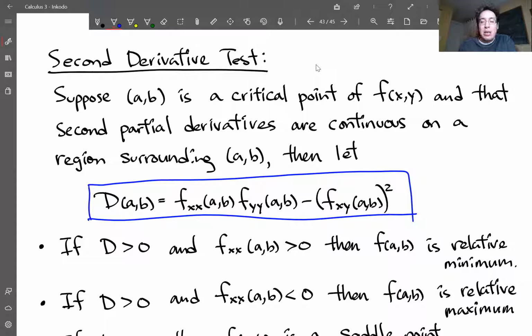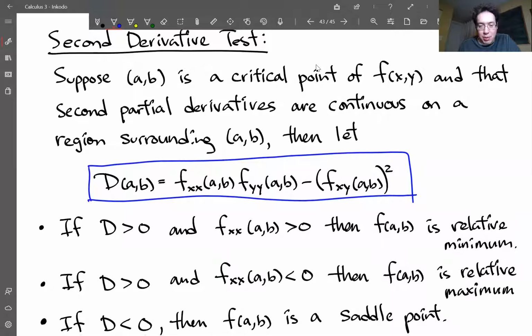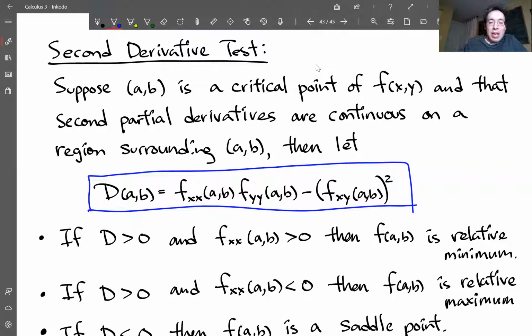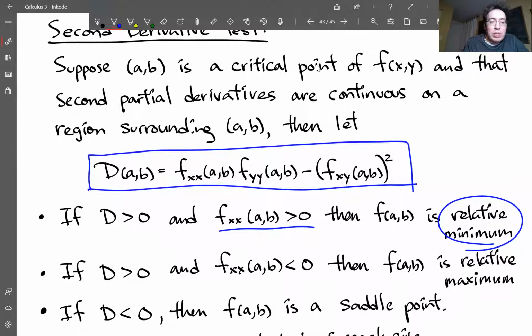Okay, so if you get a positive number, and also the second partial derivative in the x direction happens to be positive, then you have what's called a relative minimum, right? So it's at the bottom of a dip. If D is positive and the second partial derivative in the x direction is negative, then what we have is a relative maximum. So it's at the top of a hill.